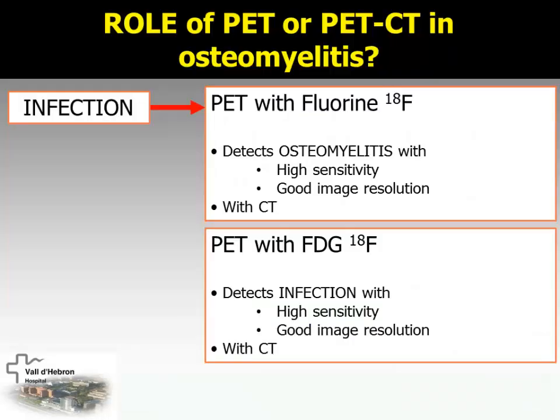And what about the PET or PET-CT for osteomyelitis? In PET, we can perform two kinds of exploration. We can perform a PET with fluorine, that means an excellent quality bone scan, or we can perform a PET with FDG. And with FDG, we are going to detect the infection with a high sensitivity and a good image resolution. One is done with a CT, and the other one can be with or without a CT.